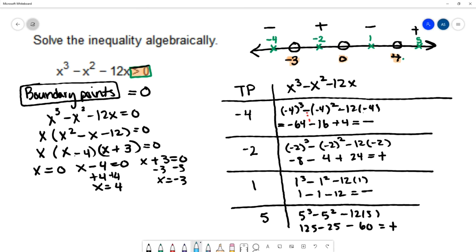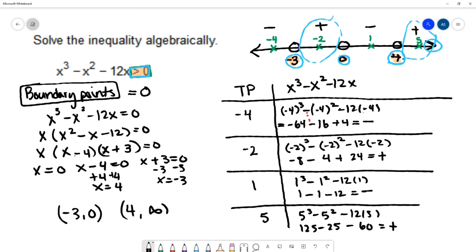So once again, remember, our goal was to have positive values. So we've identified the intervals that give us positive values, and those will be the solutions to the inequality. So from -3 to 0, and I'm going to put parentheses on those ends because they produce values that equal 0. And then also from 4 on forever to infinity, 4 to infinity, and we have our solution set.